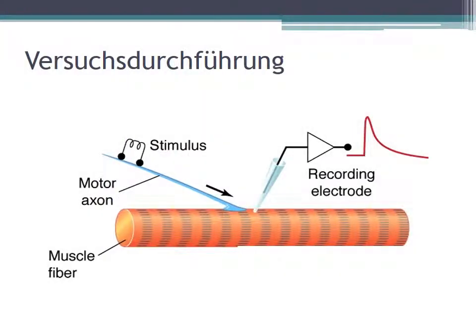So now I'll explain the way we did our experiments. It's basically really simple neurophysiology, because you have the motor axon, so the nerve, and you stimulate it, and the motor nerve ends at the neuromuscular junction to muscle fiber. And then we put an electrode inside the muscle fiber and measure the potential.